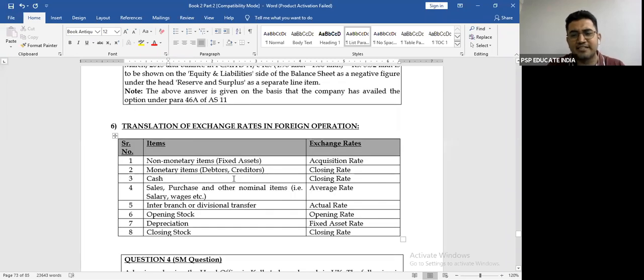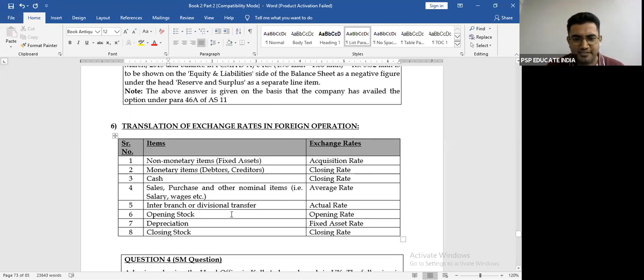translation of exchange rates in foreign operations, where we did monetary, non-monetary items. Fixed assets were always taken at the acquisition rate. All the monetary items will then be taken at the closing rate. The cash will be taken at the closing rate. Sale, purchase, and other nominal items will be taken at the average rate. Average rate is opening plus closing divided by 2. Inter-branch or divisional transfer is always taken at the actual rate. Opening stock goes at the opening rate and depreciation goes at the fixed asset rate. And finally, closing stock again goes at the closing rate.